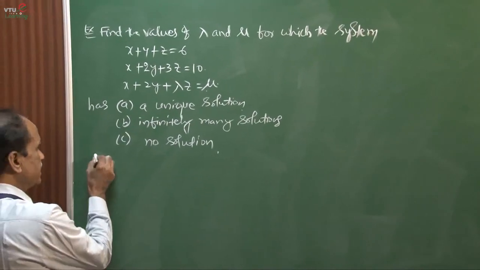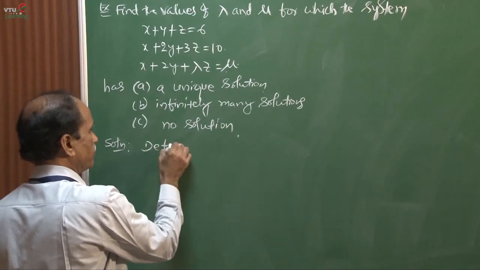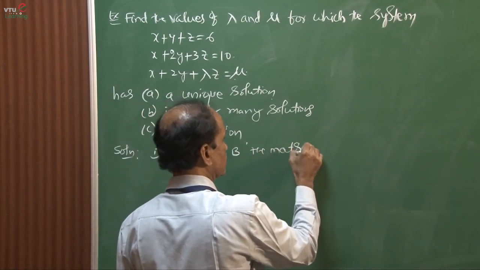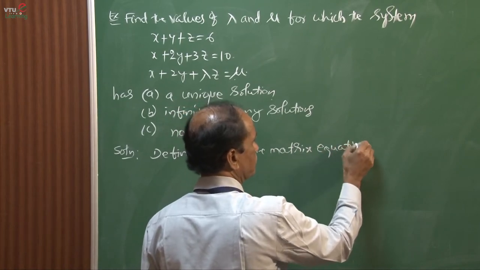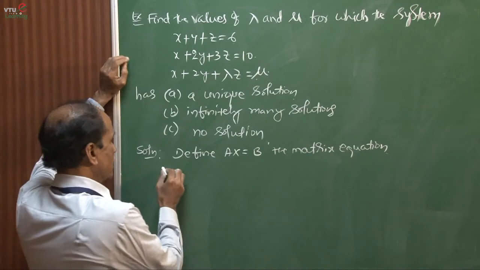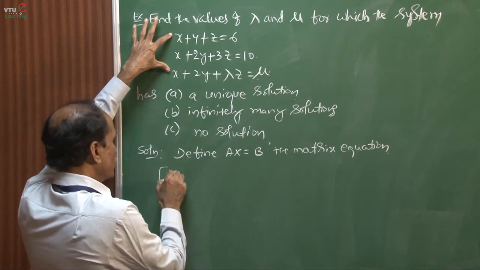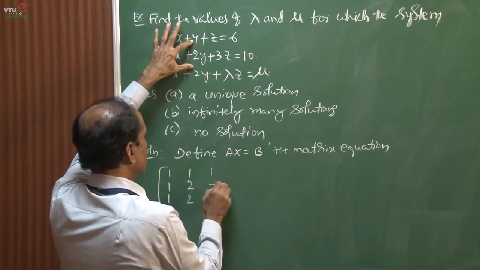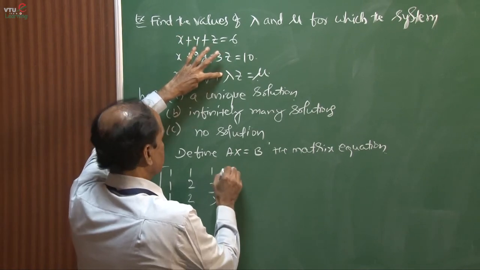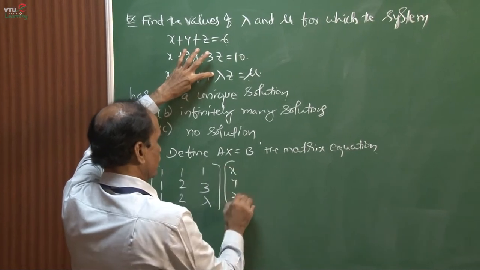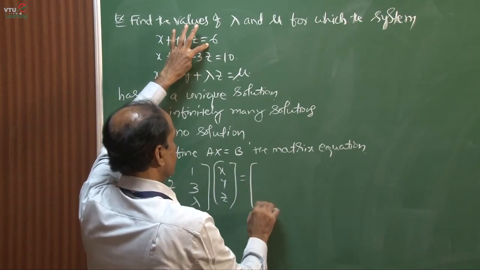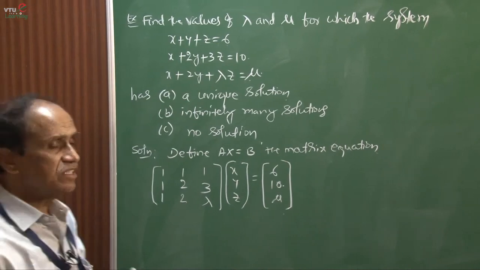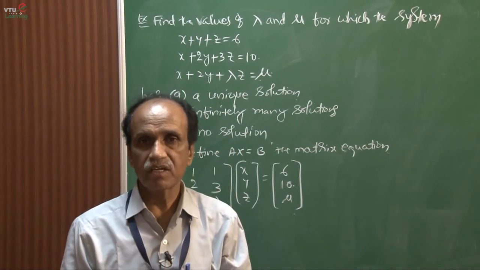The compulsory first step you have to write in the solution, define Ax equal to B, the matrix equation. According to this, from the given equations, 1, 1, 1, 1, 2, 3, 1, 2, lambda, and x, y, z, and next that is equal to 6, 10, and mu. This is your matrix equation.